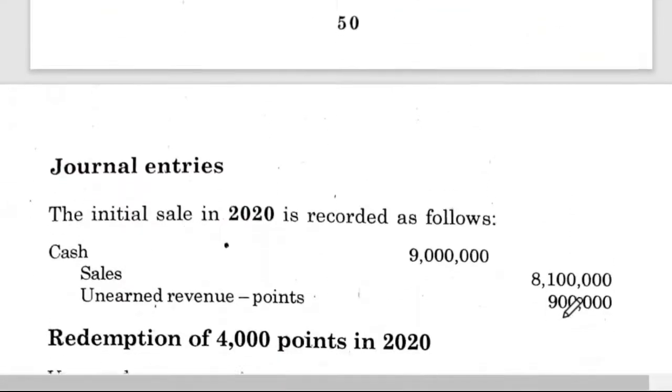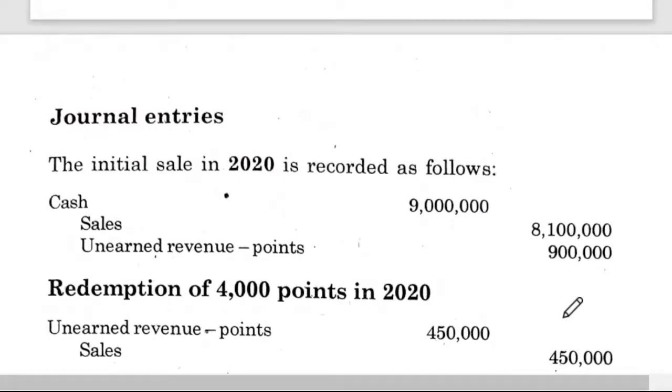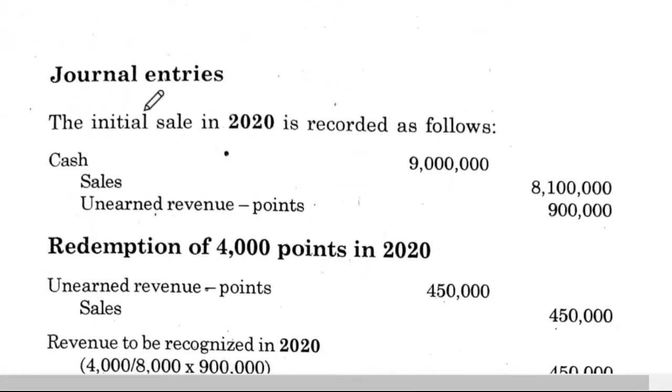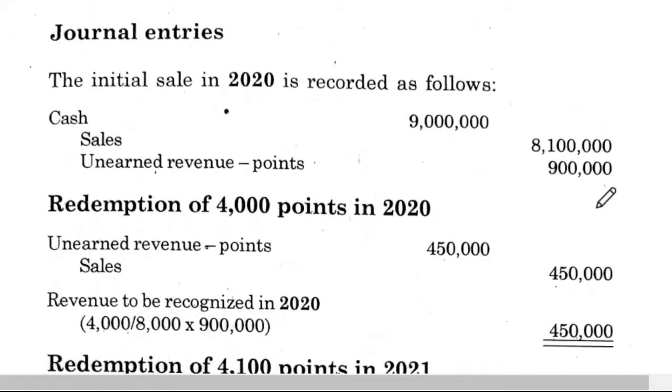So, what would be the journal entries? For 2020, we record the sale, debit cash, 9 million, then credit sales. As you can observe, di ba, it's already the amount allocated for the sales, and then credit unearned revenue points because, di ba, initially when the award credits or the points are being awarded, you have to record it as deferred revenue.